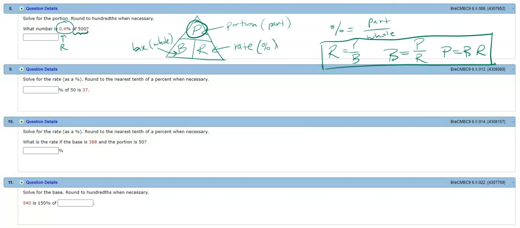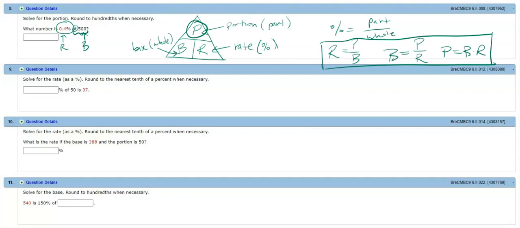But it seems like you can normally tell which one is the base because it has this "of" over here. So the "of" number of 500, that's going to be the base. And so here 500 is the base. We're looking for the portion because that's really just what's left over.